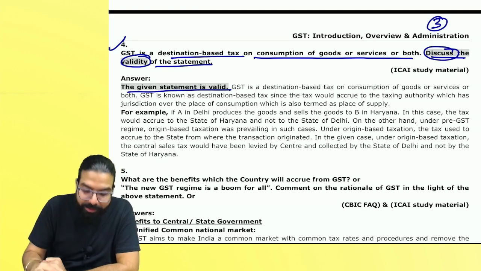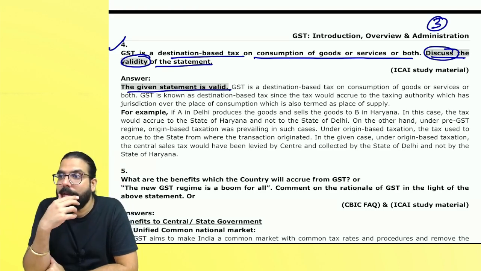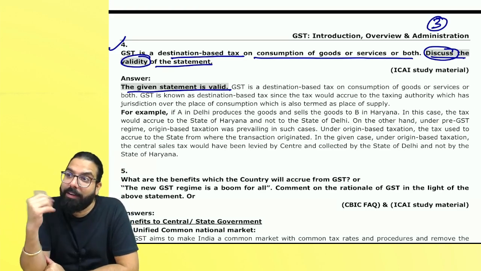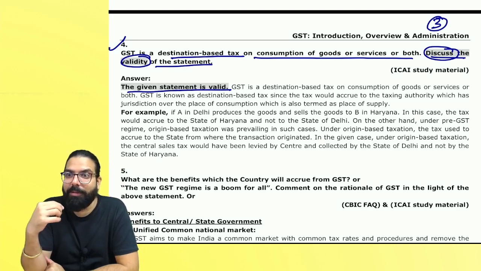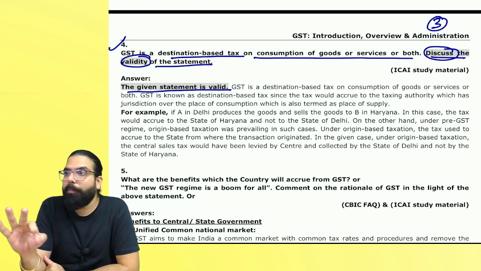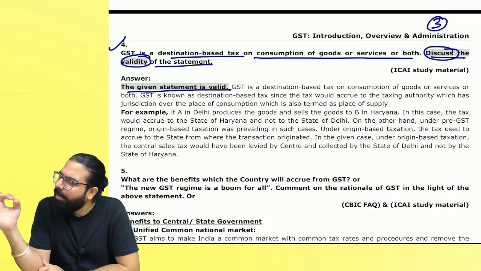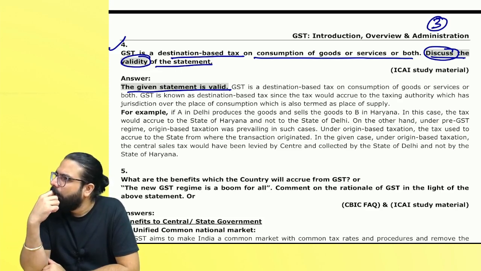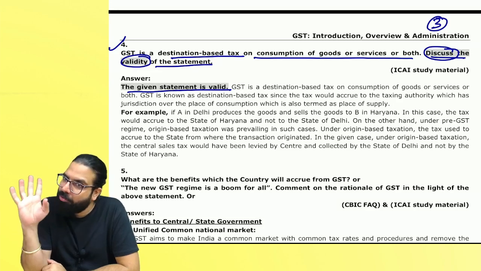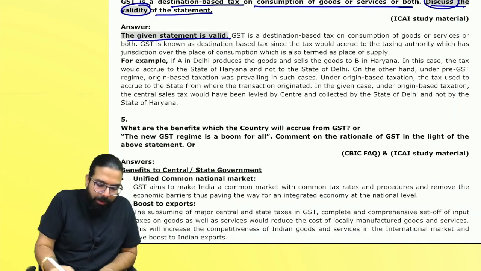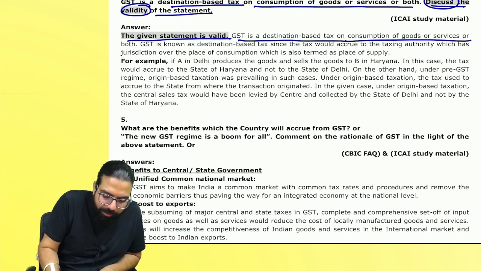If I tell you to write this answer now, what will you write? Venkat started reading. He thought, before sir tells me. You getting my point, everyone? Yes, it's a consumption-based tax, destination-based tax. Tax accrues to which government? Where the goods are finally consumed. Correct or not? GST is a destination-based tax on consumption of goods or services.